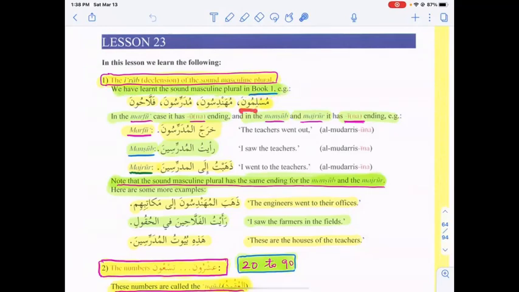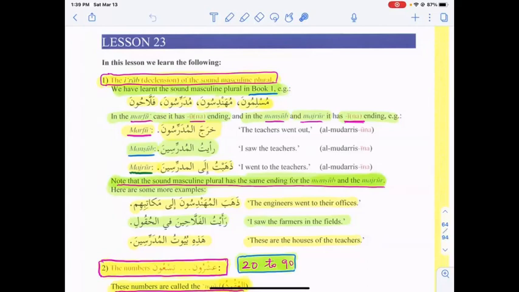Examples: Muslimuna, Muhandisuna, Mudarrisuna, Fallahuna. See how they end with Waw and Noon. We won't find there Dhamma, Fatha, Kasra. Normally we find Muhammadun, Muhammadan, Muhammadin, right? Muslimuna, that is the marfu, and we are going to learn everything here.